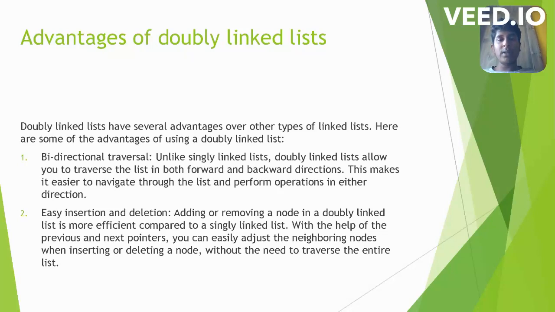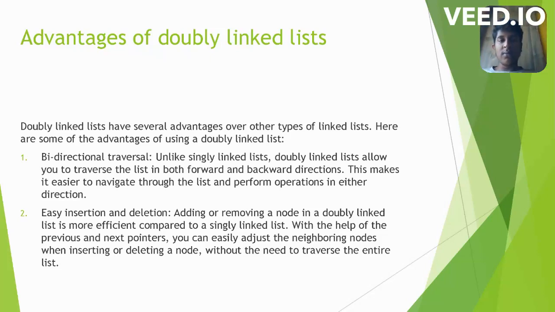Advantages of double linked list. Double linked lists have several advantages over other types of linked list. Here are some advantages of using a double linked list. First, bidirectional traversal. Unlike a single linked list, a double linked list allows you to traverse the list in both forward and backward directions. This makes it easier to navigate through the list and perform operations in either direction.